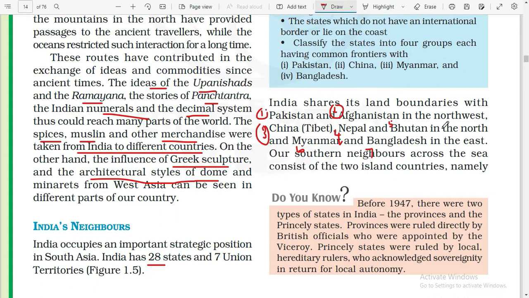Not only that, they will give some European countries also, and they will try to make you choose the correct answer, and you have to choose the right answer.